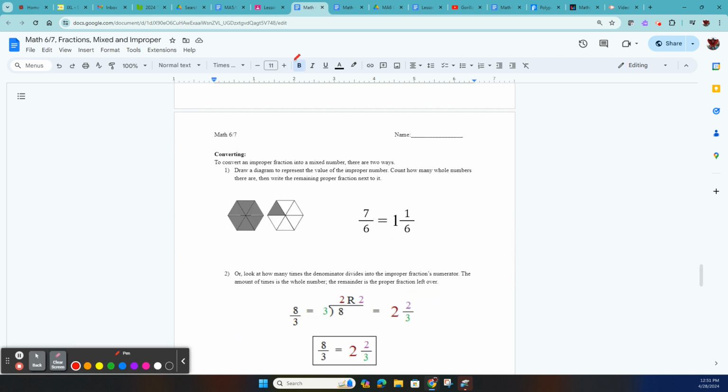There, got that stuff off the screen. So now what we have to look at is not just mixed numbers, not just improper fractions. We have to convert them from one to the other. So to convert an improper fraction into a mixed number, there are 2 ways.